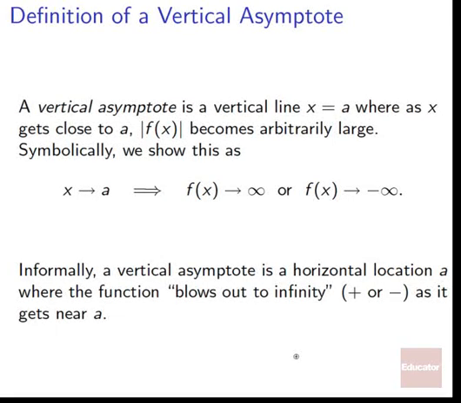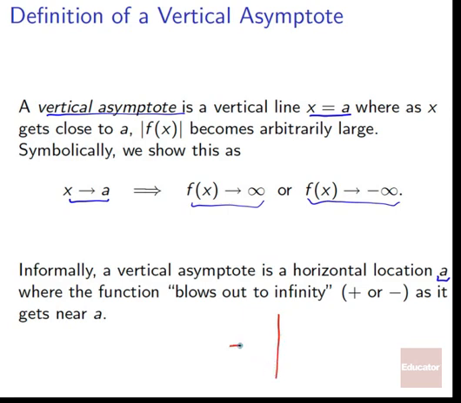So with this idea in mind, we'll define a vertical asymptote. A vertical asymptote is a vertical line x equals a, where as x gets close to a, the size of f, the absolute value of f of x, becomes arbitrarily large. It becomes very big. Symbolically, we show this as x goes to a will cause f of x to go to infinity or f of x to go to negative infinity. Informally, we can see a vertical asymptote as a horizontal location a where the function blows out to infinity, either positive infinity or negative infinity, as it gets near a.